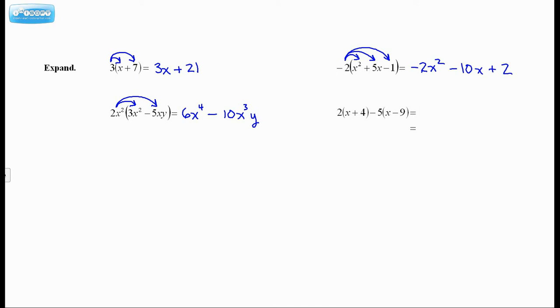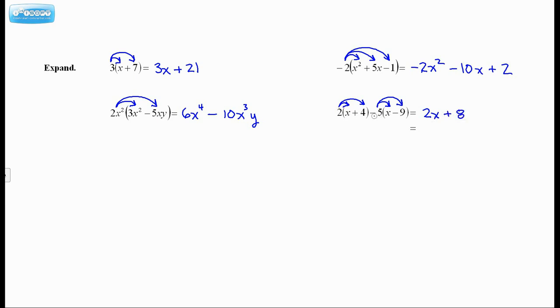Next one. Ooh. Got to be careful. I have distributive law going here, but I have it here as well. But then I'm subtracting. Well, remember your order of operations. The multiplication has to be done first. So these get multiplied first. And these get multiplied first. So 2 times x is 2x. 2 times positive 4 is positive 8.